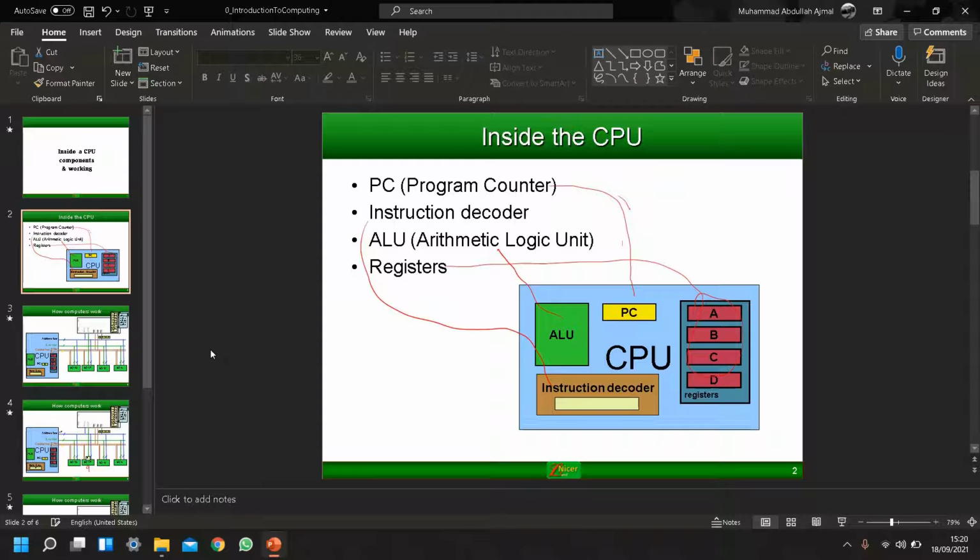It includes registers. Registers are the basic memory circuits that are made using flip-flops, which hold specific data for our program. Then we have the PC, which is the program counter. It tells us on which particular line of the program the execution is being done. Then we have the instruction decoder.